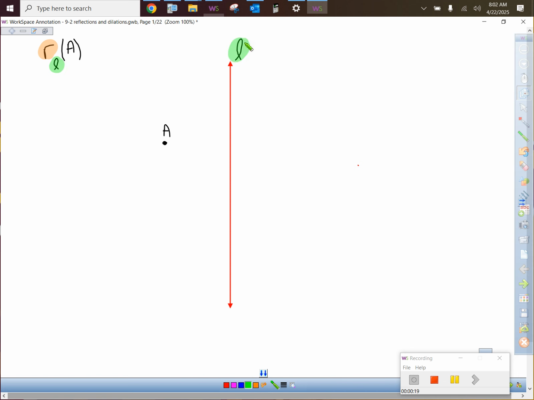And what I want to do on this first one, which is not on your worksheet at all, is just totally take some guesses before we measure things out and all that crazy stuff. If I want to reflect A over line L, what do you think about A prime going down there? Do you think that would be correct or incorrect? What do you think? Yes or no?